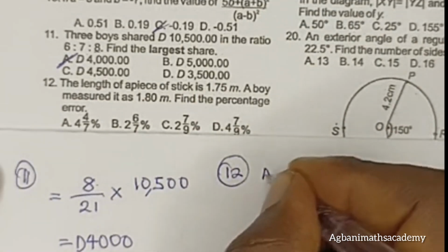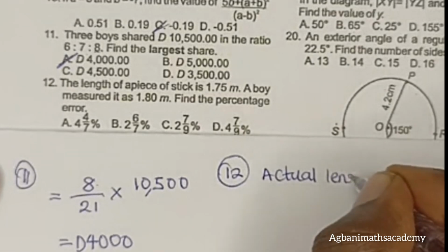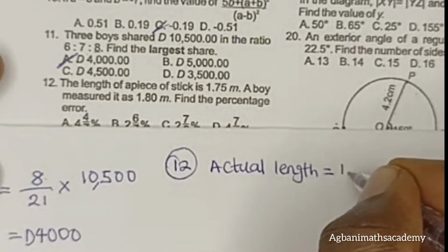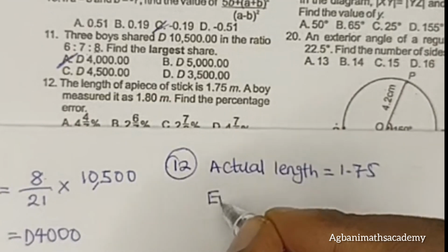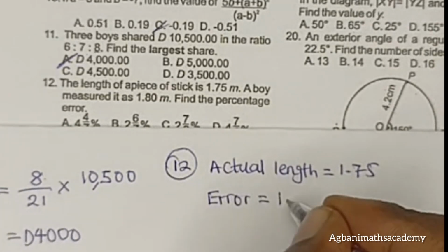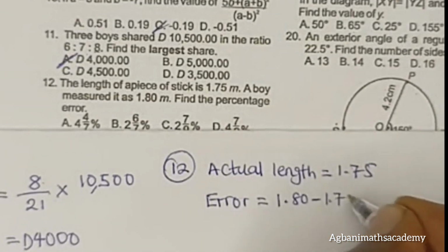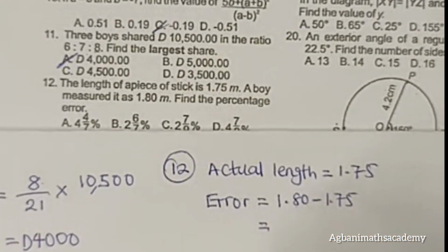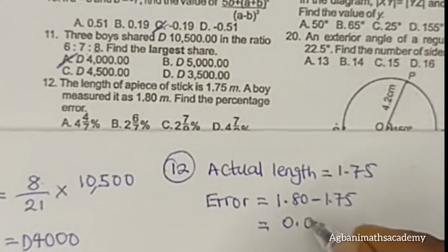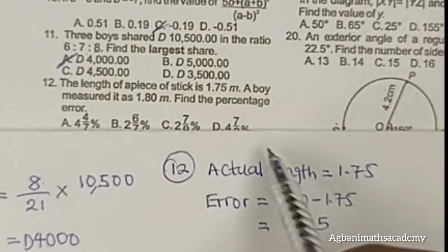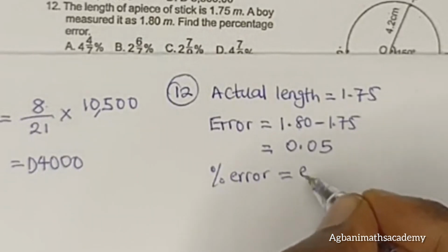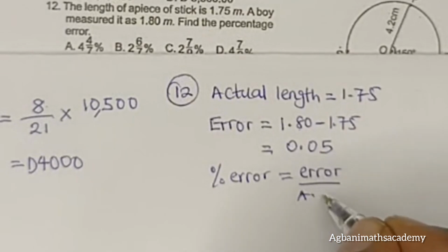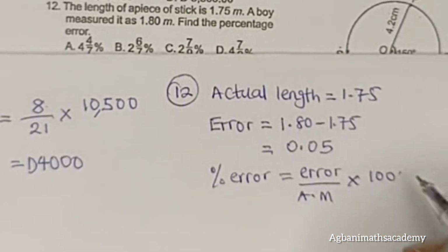So actual length of stick is equal to 1.75. The error, he measured the stick wrongly, so the error is the wrong measurement, which is 1.80 minus 1.75. So 1.8 minus 1.75, what do we have? 0.05. So his error was 0.05. So in the question, we are told to find the percentage error. So percentage error is equal to the error divided by actual measurement multiplied by 100%.